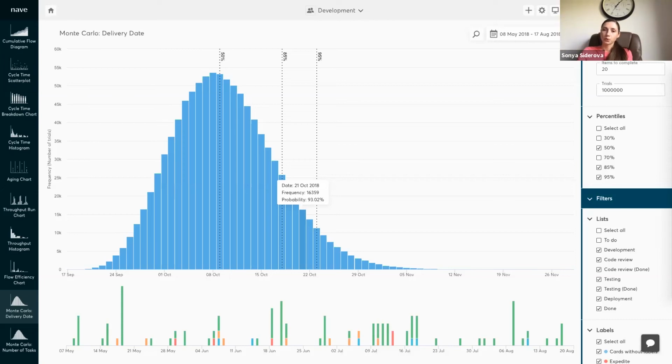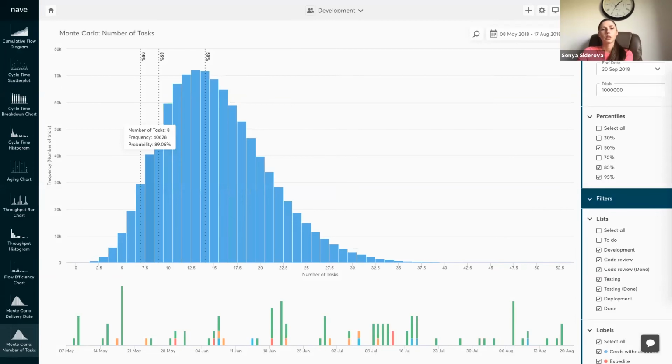For any date in the future, it will use the throughput of a random day in the past to simulate how many work items are likely to get done. The simulation is repeated tens of thousands of times before the results are presented in the form of a probability distribution, with percentiles increasing from left to right. The further you go in time, the greater the certainty of completing all tasks. Monte Carlo number of tasks simulation works on the same principle, but instead of predicting the due date of a certain amount of tasks, it produces a probabilistic forecast on how many items can be completed within a certain time frame.